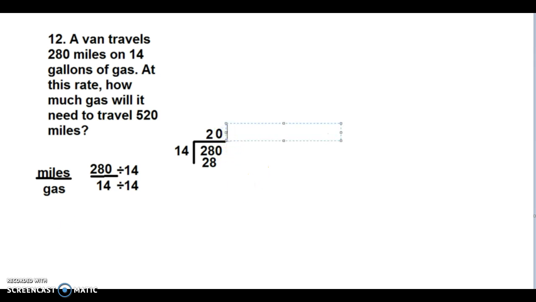This is miles per gas. All you have to do is divide 520 by 20 to get your answer. So you figure this out, and it's going to be your answer.